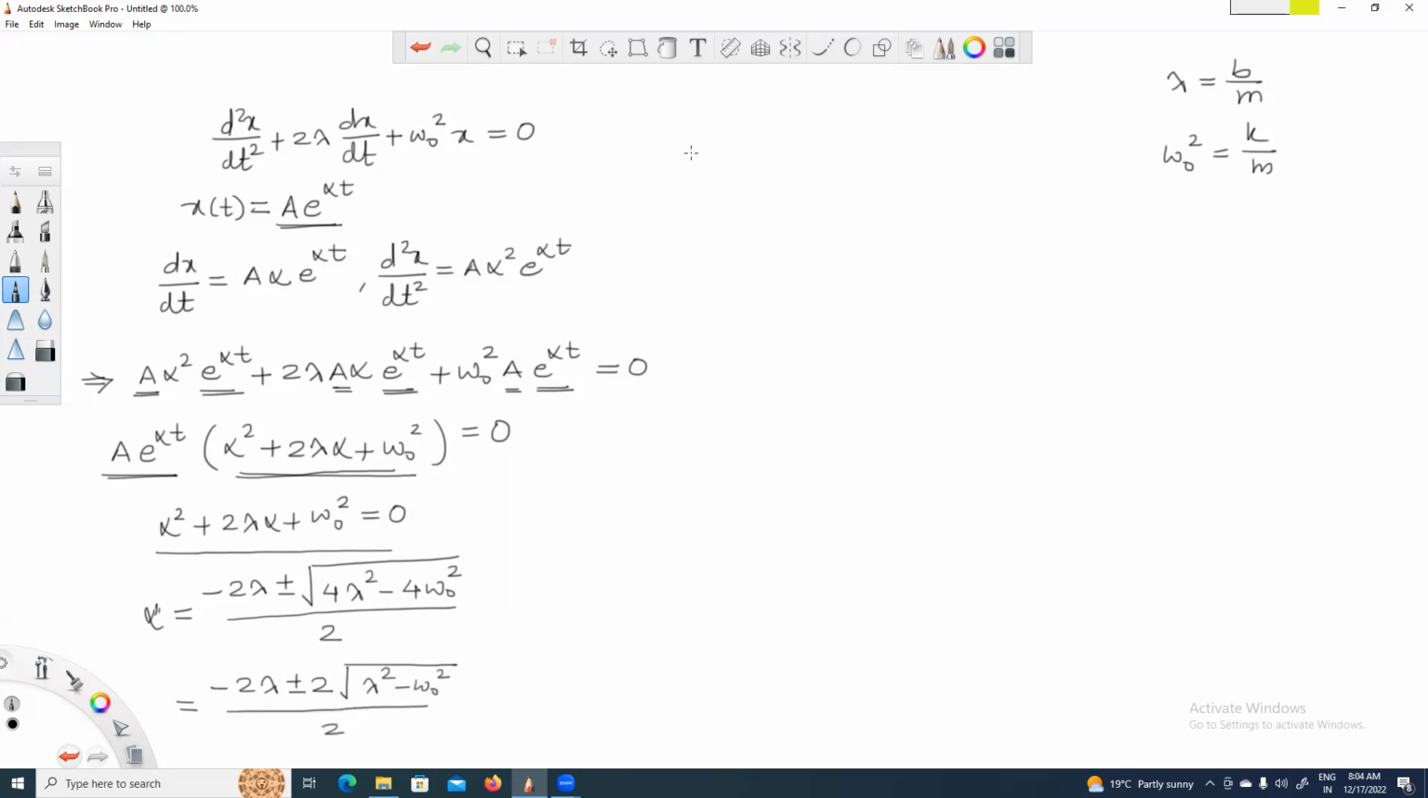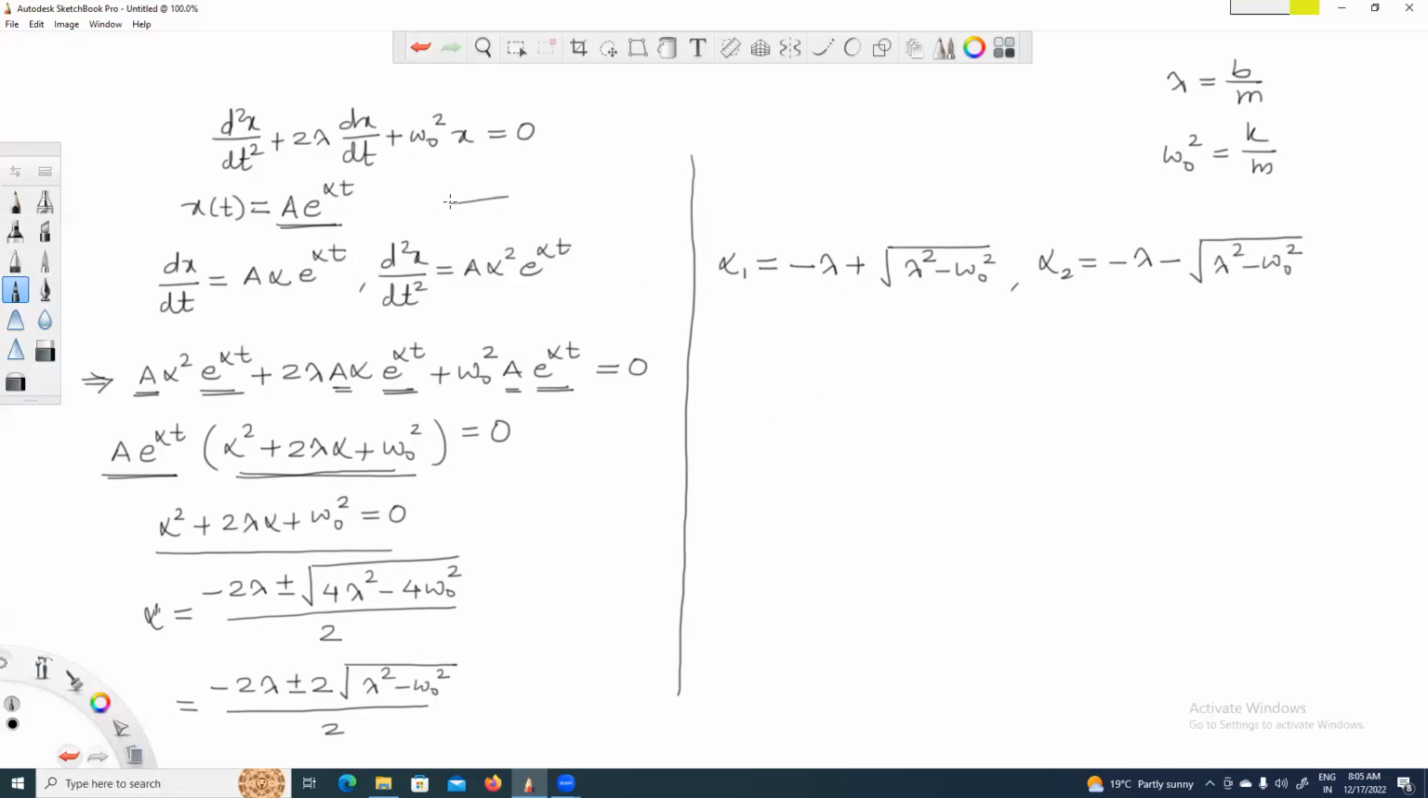So we have got the two values of alpha here. Let me write the two values of alpha. The first one, alpha 1, which is equal to, taking 2 common out, minus lambda plus square root of lambda square minus omega naught square. And the second value of alpha would be minus lambda minus square root of lambda square minus omega naught square. So these are the two values.